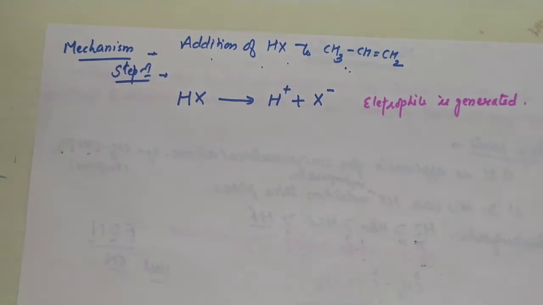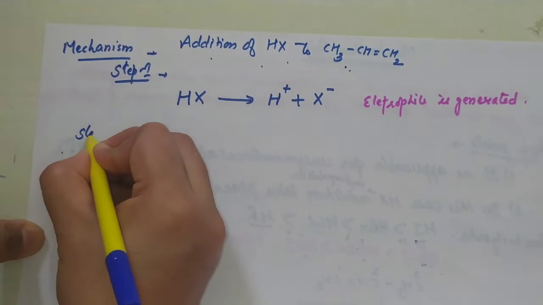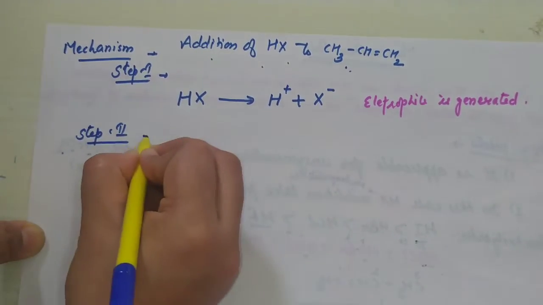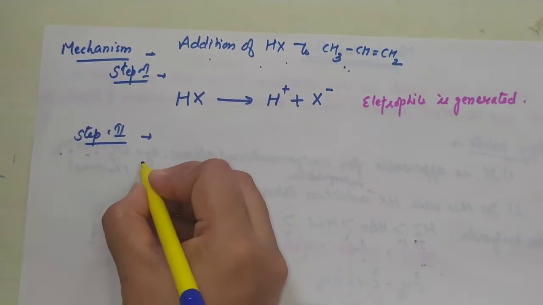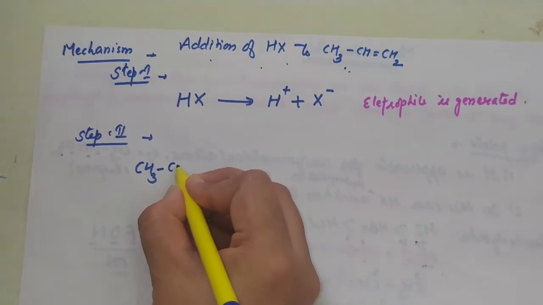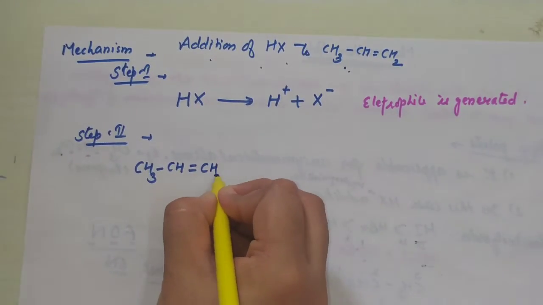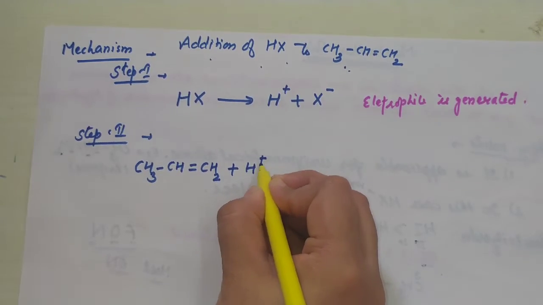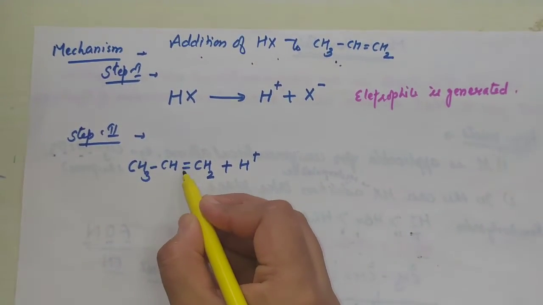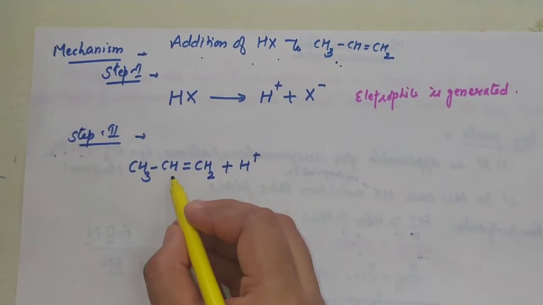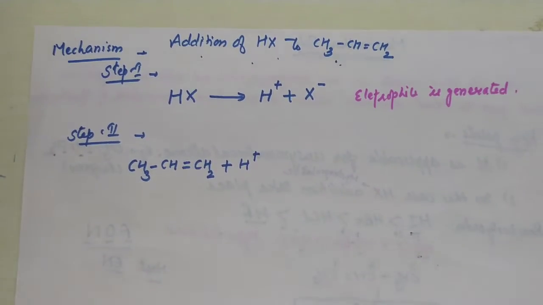Now coming to the second step, step number 2. In step 2, this electrophile is added to an unsymmetrical alkene. The unsymmetrical alkene I have taken in this case is propene, CH3CH double bond CH2, and electrophilic addition takes place in step 2. The electrophile can easily attach to the unsymmetrical alkene due to the pi electrons.